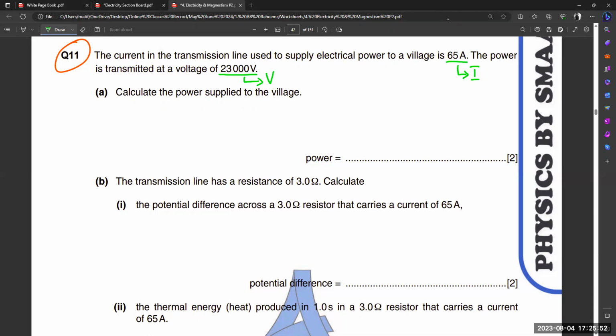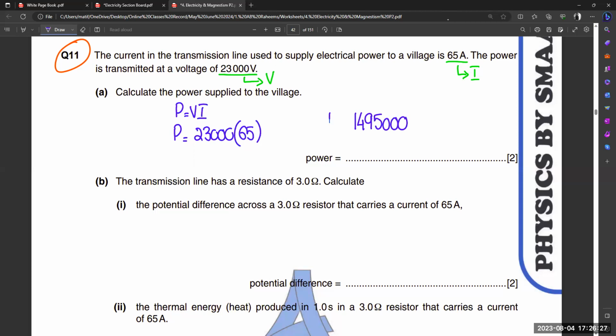Now in the first part, calculate the power supplied to the village. So the first part is quite simple. We have to multiply, because P equals VI. So you just need to multiply. P is equal to 23,000 multiplied by 65, which is 1495 and then 1000.